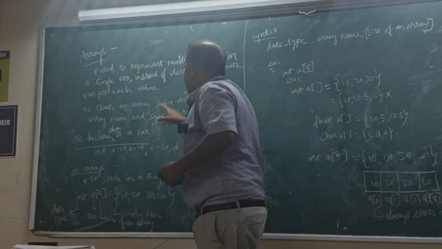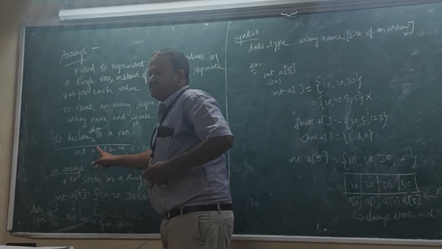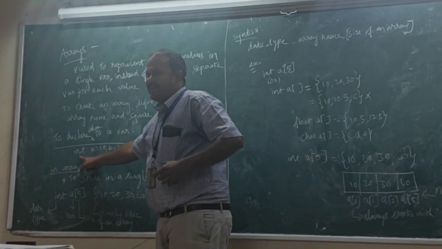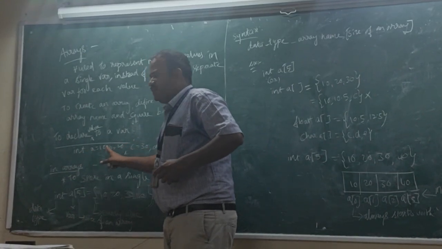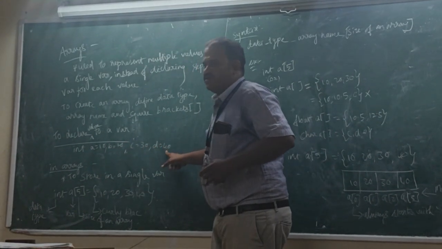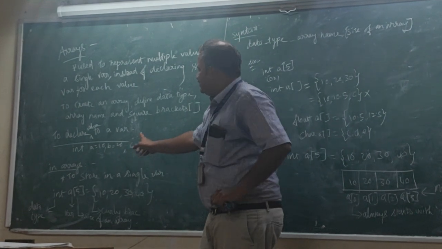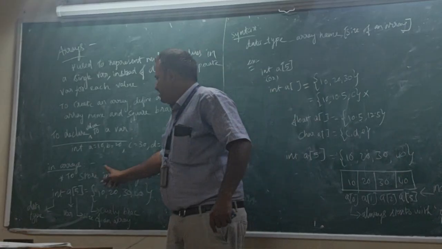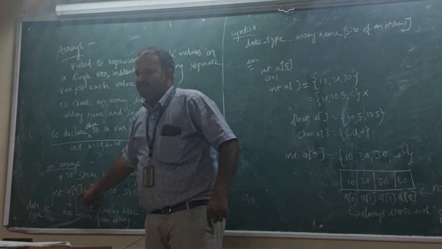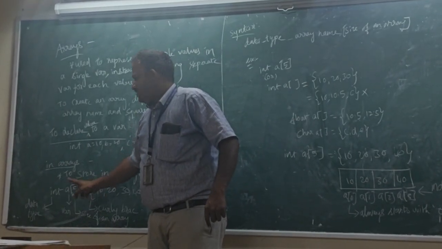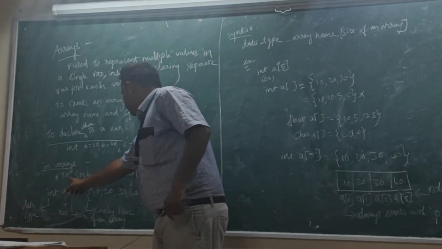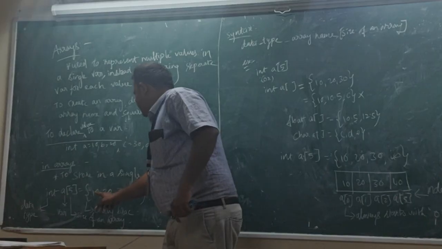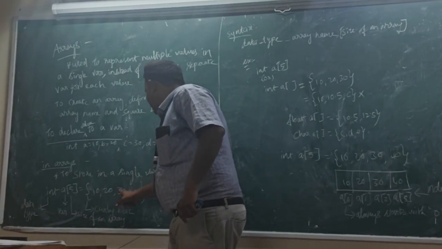This is your normal declaration of variables with a data type: int a equal to 10, b equal to 20, c equal to 30, d equal to 40. If you want to declare the variables separately, we have to use this. But if I want to declare all these variables in a single variable, which feature do I have to use? Arrays, correct. So what is the syntax? To store in a single variable: int a of 5 equal to curly braces 10, 20, 30, 40.